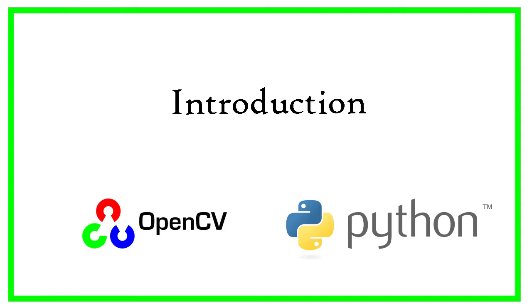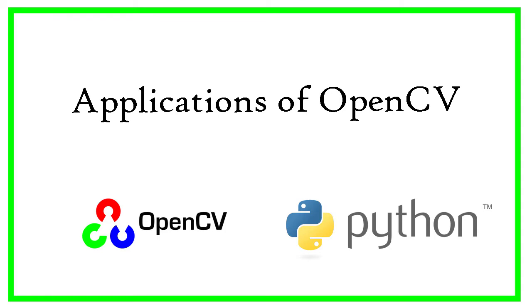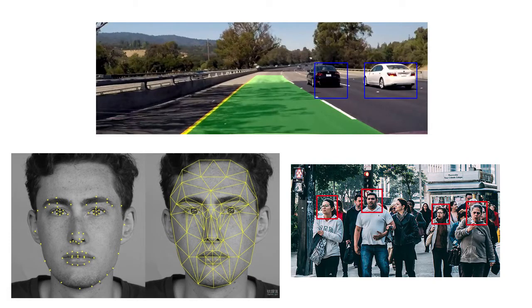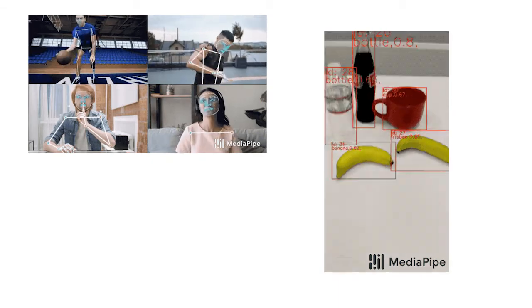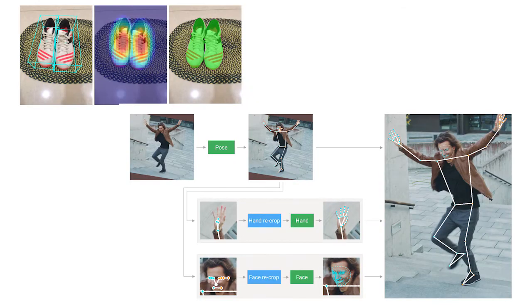Okay, the usages of OpenCV. OpenCV is used to process images in real time, for video capturing and processing, and it is used to analyze videos and images. Don't worry, we are going to talk about all of these things in our future videos.